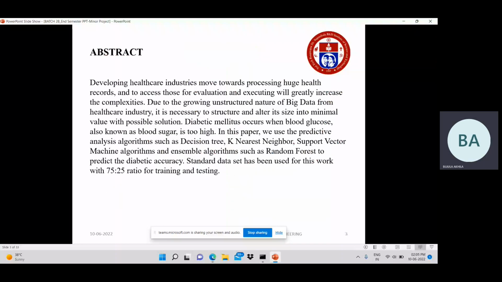Diabetes mellitus occurs when the blood glucose, also known as blood sugar, is too high. In this project, we use predictive methodologies such as decision tree, k nearest neighbor, support vector machine algorithms, and ensemble algorithms such as random forest to predict the diabetic accuracies.